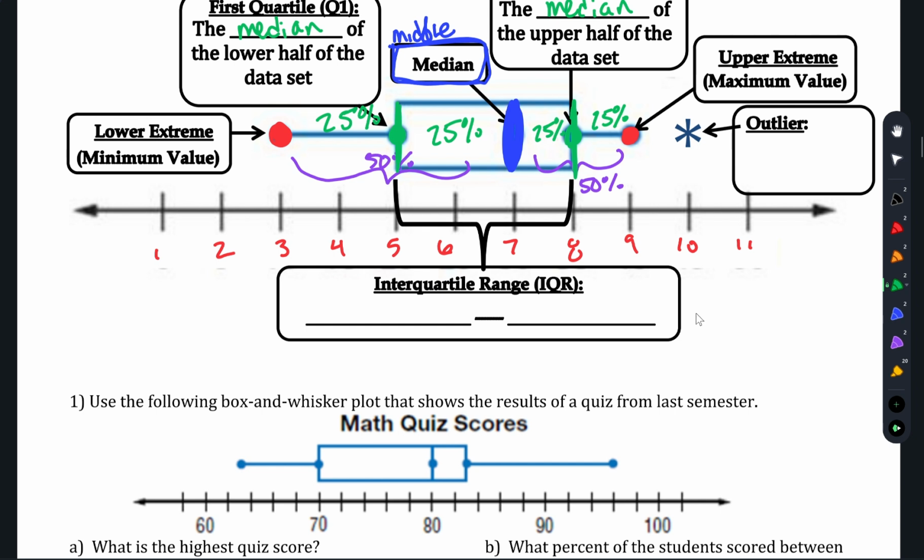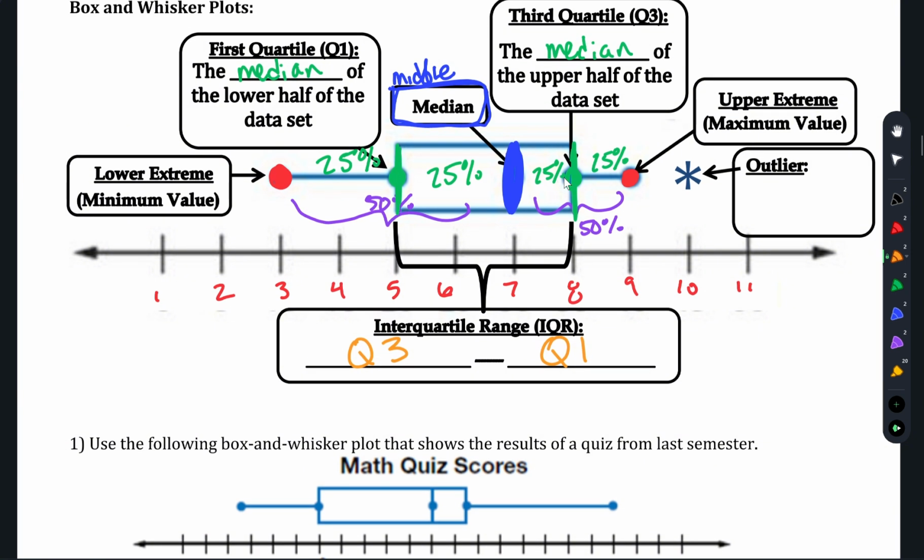In order to calculate whether something is or is not an outlier, we first have to calculate something called the interquartile range. Interquartile range, very simple. You take the third quartile and subtract the first quartile. So we would take this number right here and subtract this number right here. So for this case, those numbers that I put on there, to find the interquartile range, I would do 8 minus 5, something like that.